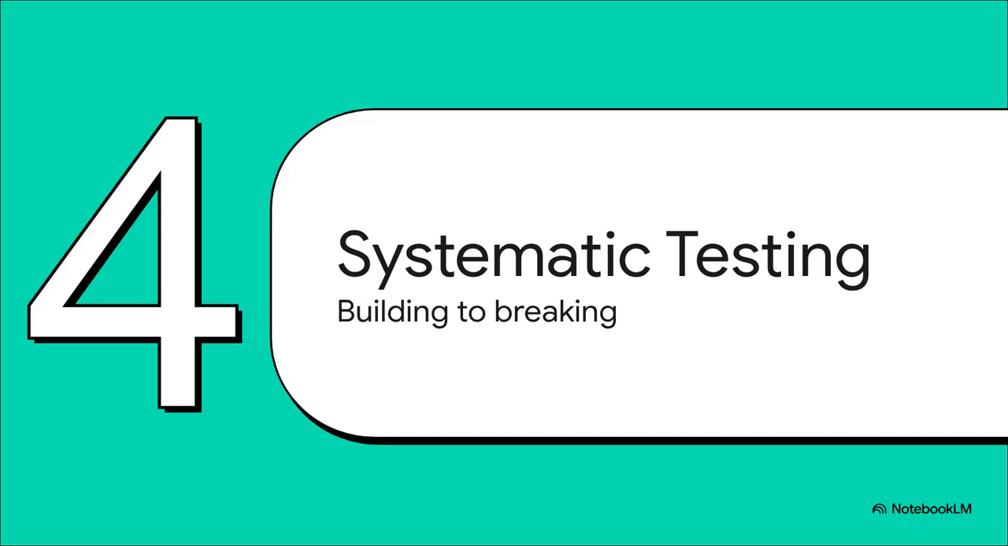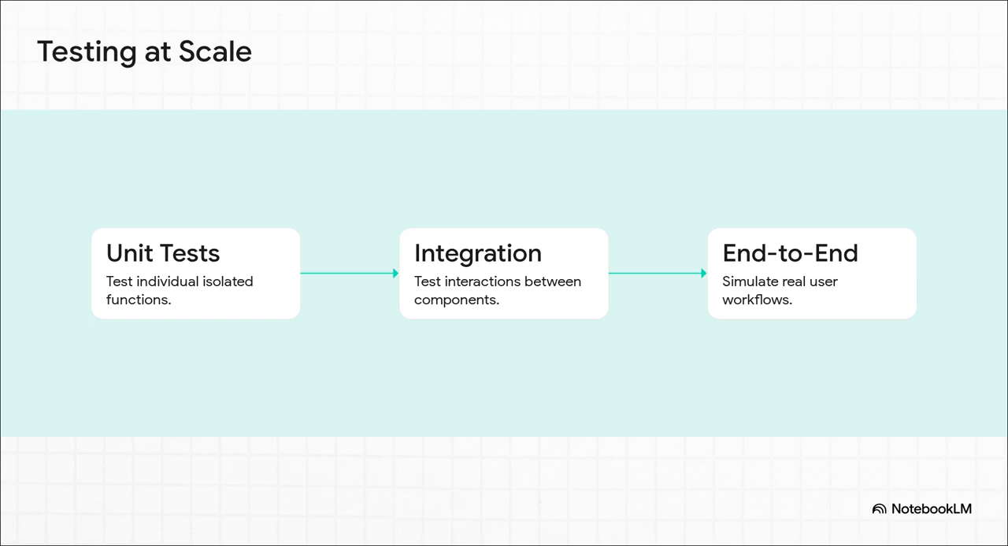Next up is Section 4, Systematic Testing at Scale. It's time to shift our mindset from building to breaking. Look, if you don't test systematically, you're going to spend your life putting out fires. You'll be constantly chasing down errors after deployment that you easily could have caught beforehand.